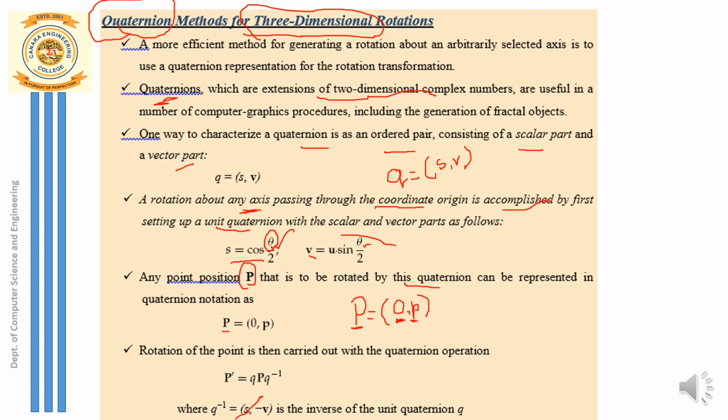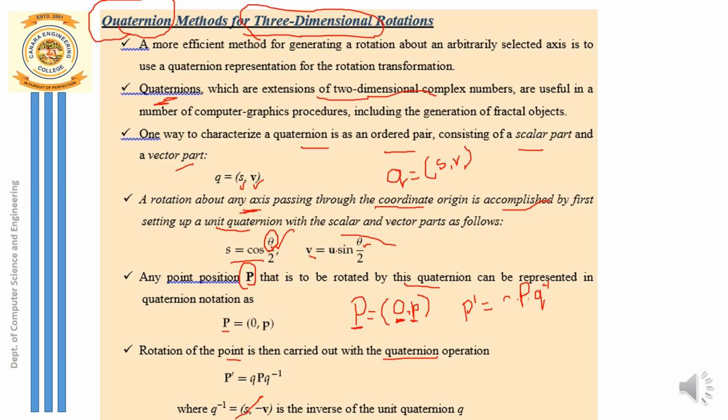Now rotation of this point is carried out with the help of a quaternion operation. So what is that quaternion operation? You can just see, after rotation I'll obtain a new point, that is p dash. How do I obtain that new point after rotation? First I have to consider this old point or original point before rotation, which I need to multiply with the inverse quaternion. So what is a quaternion? The one which has a scalar and vector component. So multiply that with the standard quaternion or unit quaternion.